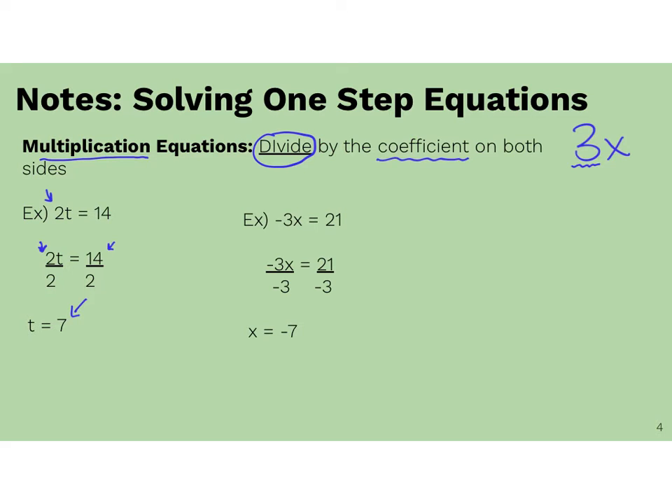Another example would be negative 3x equals 21. I want the x by itself, so I'm dividing by negative 3. Don't forget the sign on both sides. So 21 divided by negative 3. I know my math facts. That is negative 7 because a positive divided by a negative is a negative.